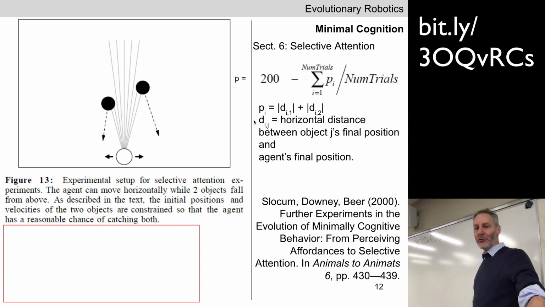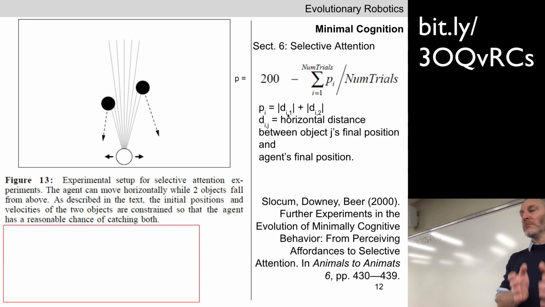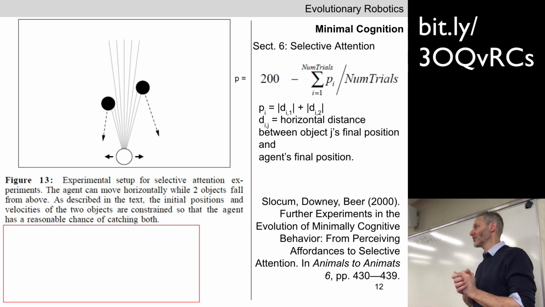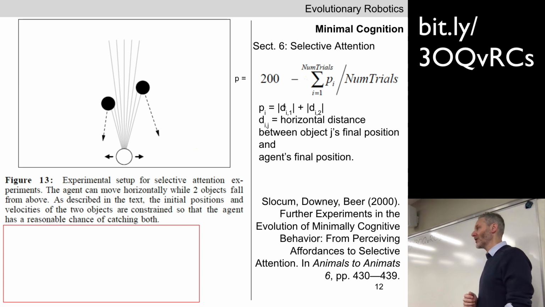The fitness function over here, as you can see on the right-hand side of the equal sign, has two terms. And it shouldn't take you long to figure out that these two terms reward the robot for minimizing its horizontal distance to the first object when that object hits the ground, and then minimizing its horizontal distance to the second object when the second object hits the ground. By first and second object, we mean the first object to hit the ground and the second object to hit the ground. Make sense? Okay.